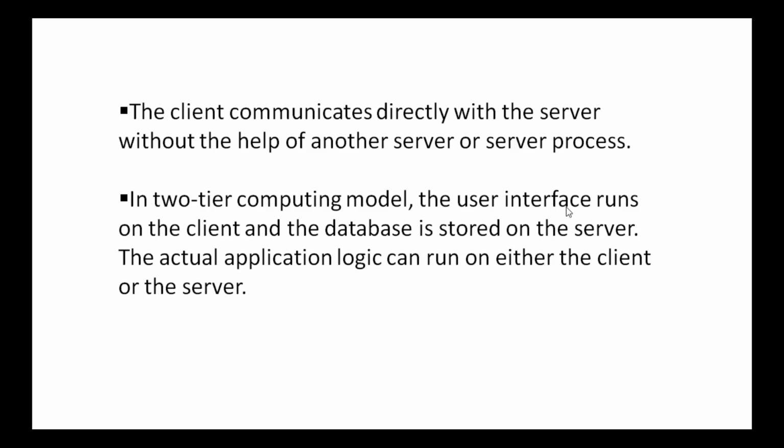In one-tier architecture, the user directly interacts with the database system. But here the client communicates with the server system in order to access the database. That means all the requests are sent from the client to the server. In the two-tier computing model, the user interface, that means the graphical user interface, runs on the client and the database is stored on the server.